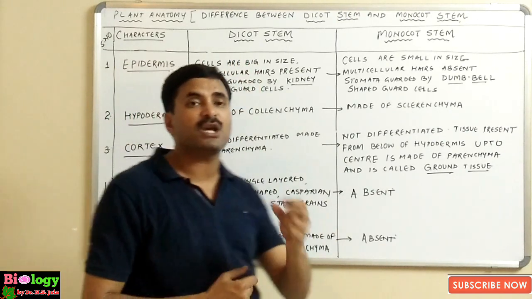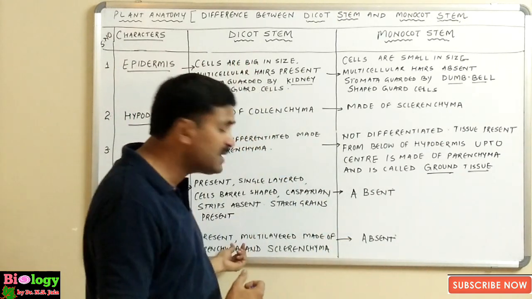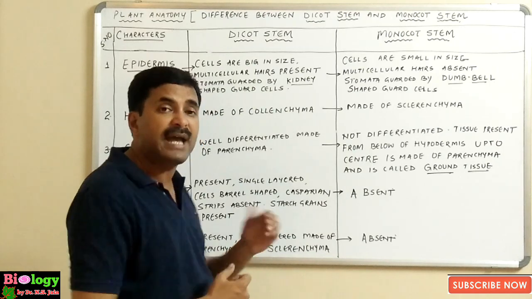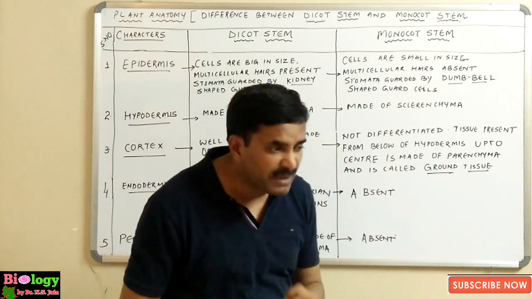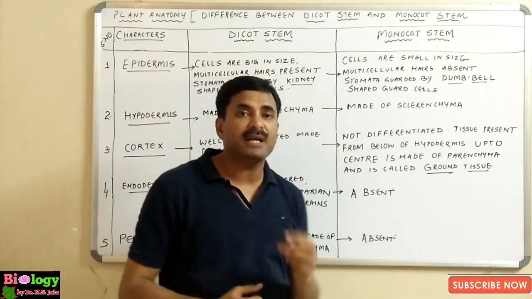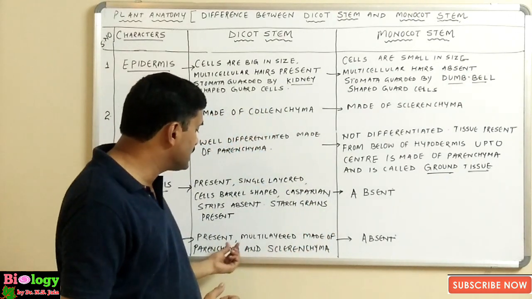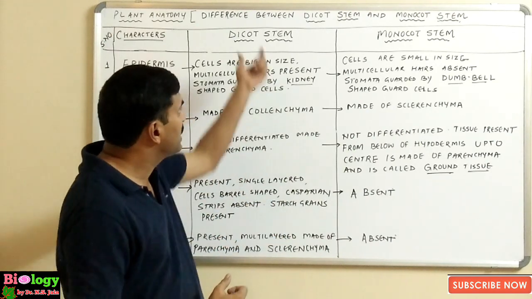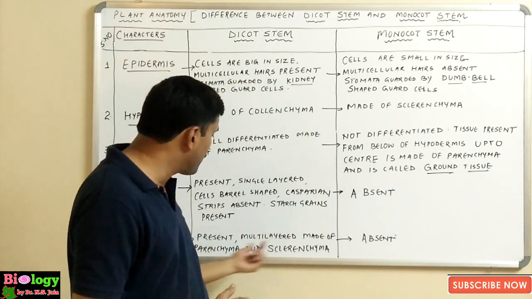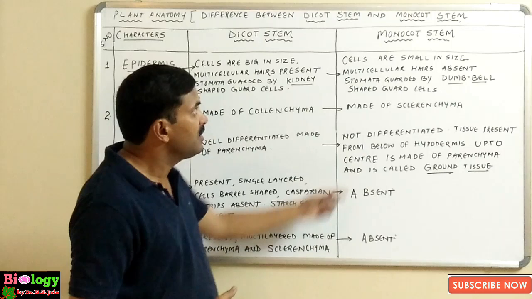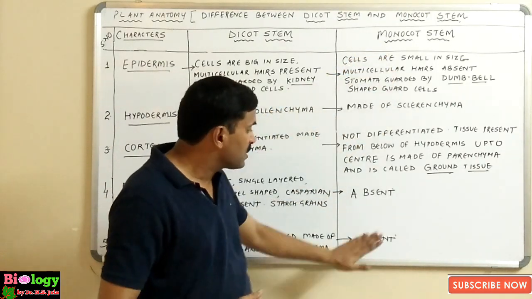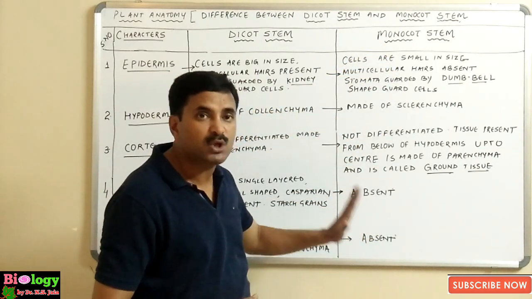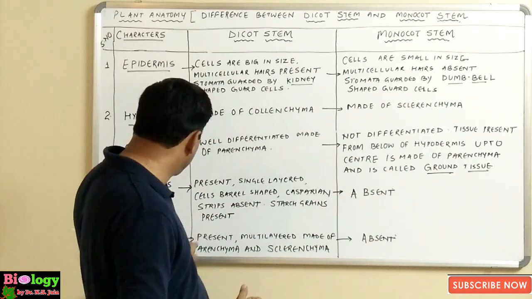But what is the feature of this pericycle? The pericycle is present in the dicot stem and it is multilayered, made up of parenchyma and sclerenchyma, meaning the pericycle is heterogeneous in nature in the dicot stem. But in the monocot stem the pericycle is altogether absent. So these are the differentiating features.